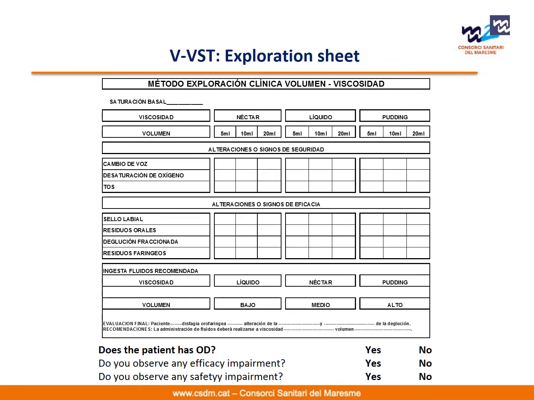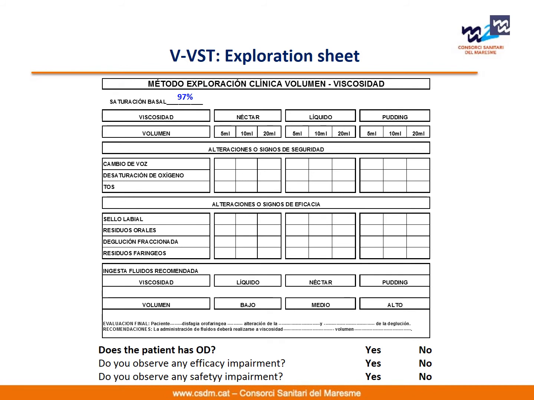So here is the exploration sheet that we follow when we pass the test. As you can see, it includes the signs of safety, that's change in voice, oxygen desaturation of 3 points or more, and cough or clearing. Also the efficacy signs: impaired labial seal, oral residue, multiple swallows, or pharyngeal residue.